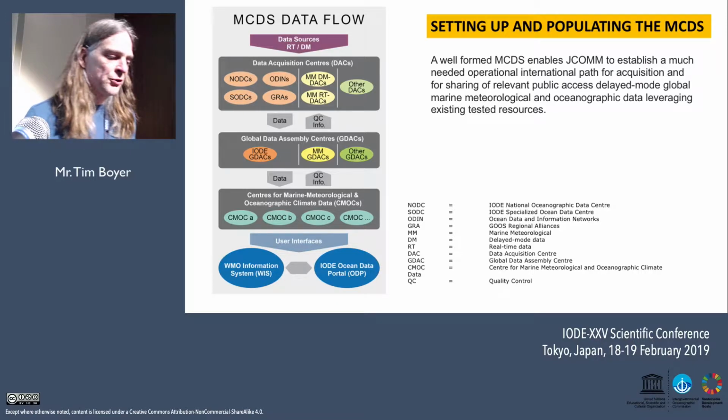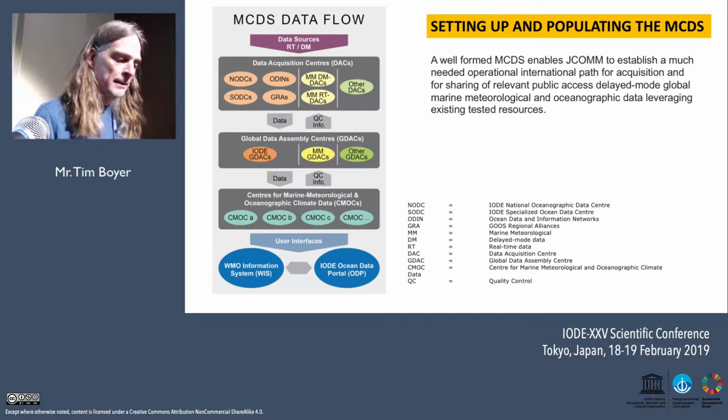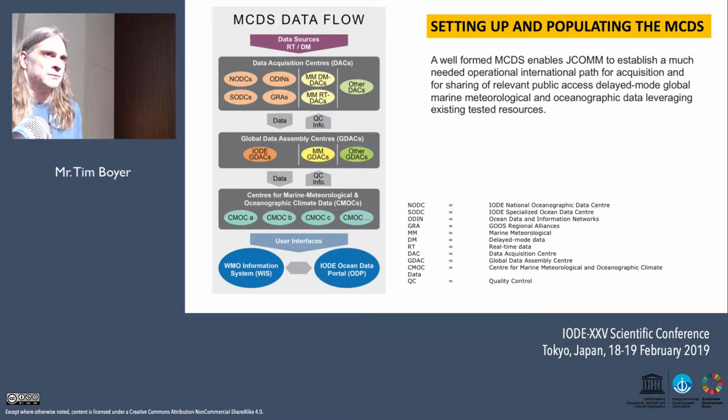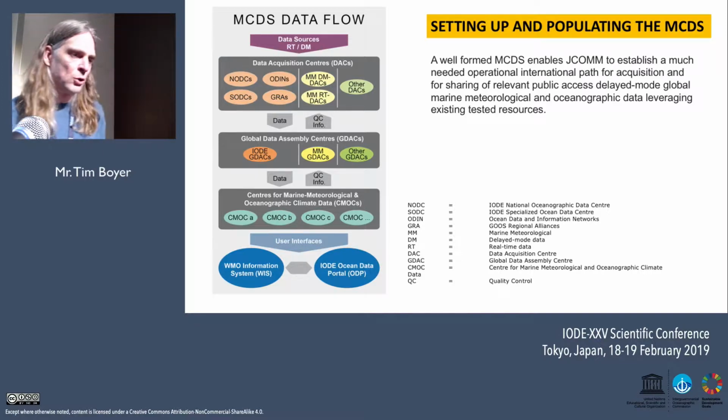And then that data flows up to global data assembly centers, and I'll talk about a few of those, the IODE and the marine meteorology type of DACs. The example I always use is Argo. The data flows from the regional DACs, or even country acquisition centers, up to the global centers.